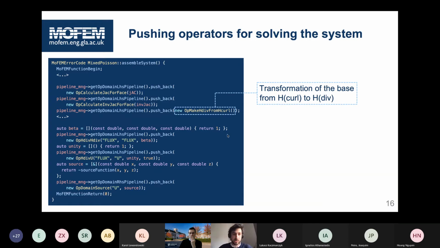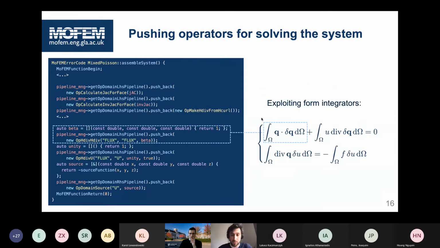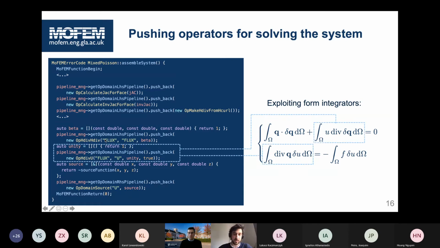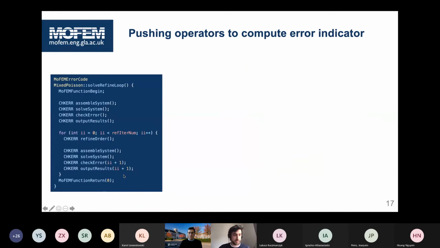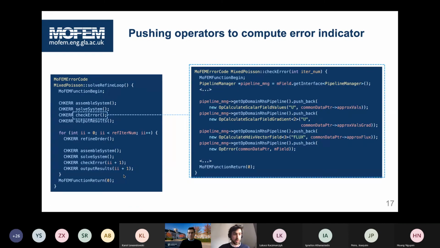So here, using this operator, we ensure that the base will be computed correctly for each of the elements. And then to actually solve the system, we will not need to implement anything by ourselves. We will exploit the form integrators that Ignatius has just presented. For the diagonal term, we have this operator predefined, as well as the operator for the off-diagonal symmetric terms. And finally, we just need to push the operator to compute the domain source for the known source function. And with that, we will assemble the system.